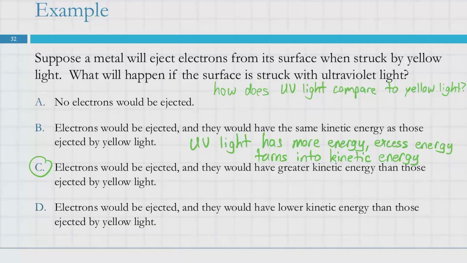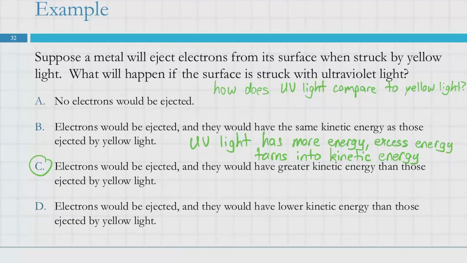So if yellow light was our base, that's the minimum amount of energy we needed to eject electrons. If we ramp the energy up, it's still going to eject the electrons. They're just going to have extra energy when they're blasting off the surface of the metal. If we hit it with red light, which has less energy, presumably no electrons would be ejected. If they were, they would have less kinetic energy compared to yellow light because red has less energy than yellow.